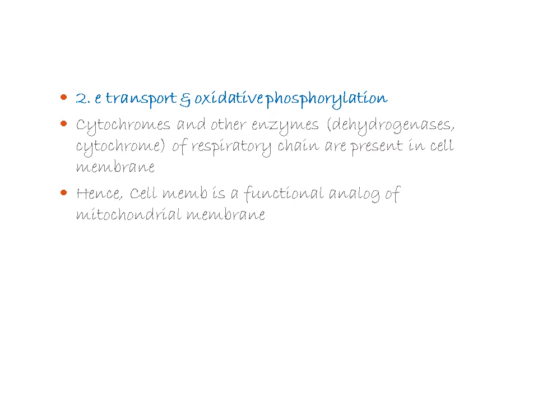Second function was electron transport and oxidative phosphorylation. Now what happens here? There are various cytochromes and other enzymes like dehydrogenases of the respiratory chain that are present in this membrane. So it is kind of a functional analog of the mitochondrial membrane. Because of these cytochromes and various enzymes, electron transport and oxidative phosphorylation, the respiratory chain, will happen on the cell membrane.